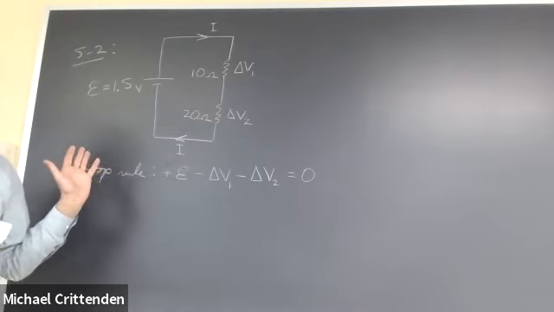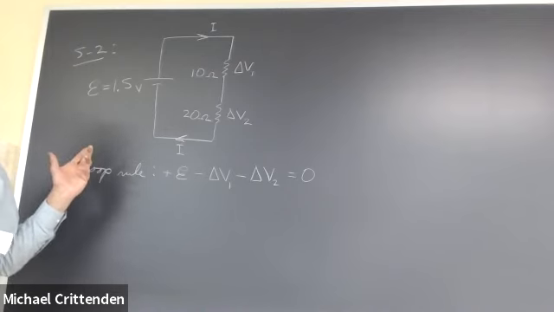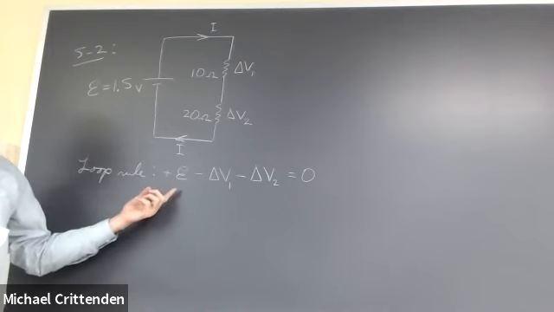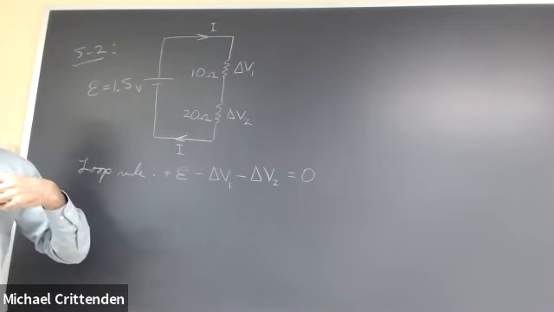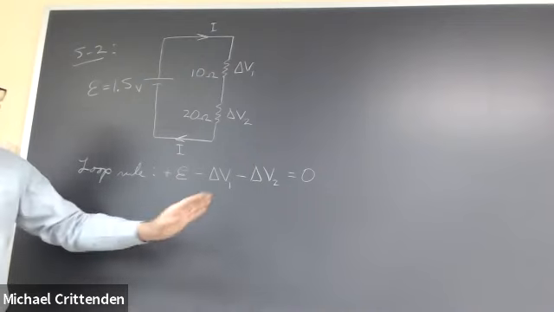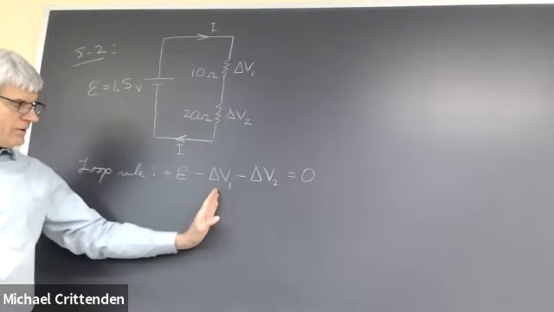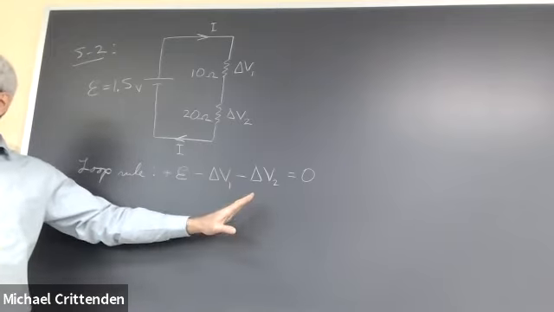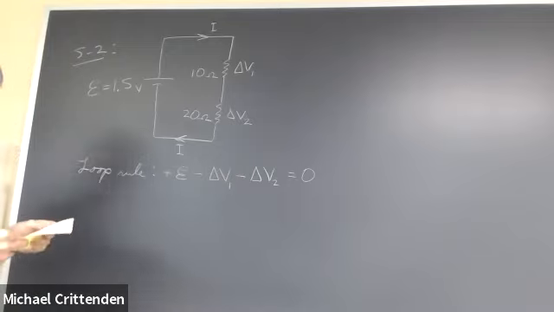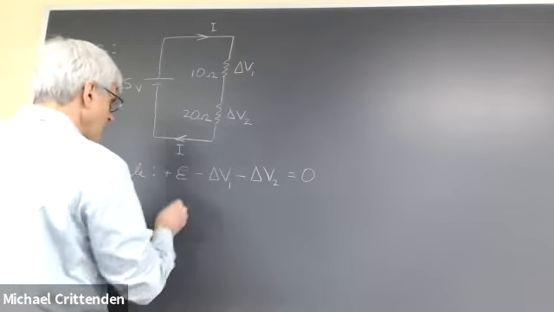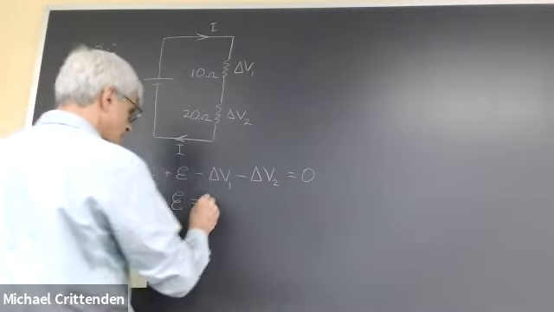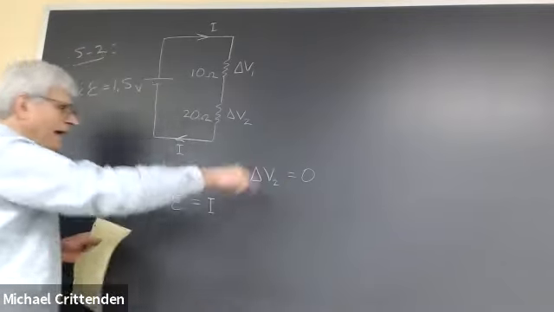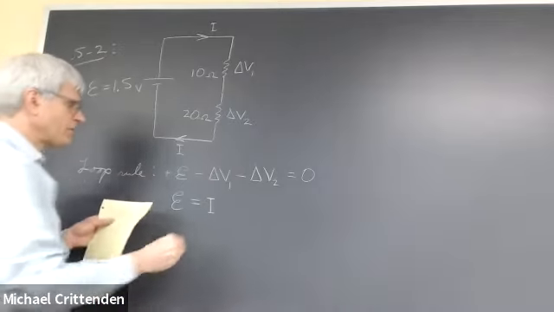The question asked for the current, and the loop rule is about voltage. The way you can bring the current into it is with Ohm's law. Each of these delta V's is equal to I times R. Voltage across a resistor is I times R. So, I added the delta V's to both sides while I was at it.